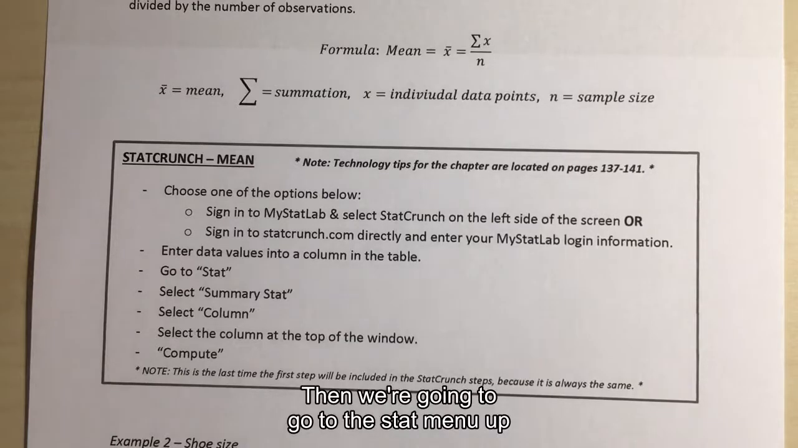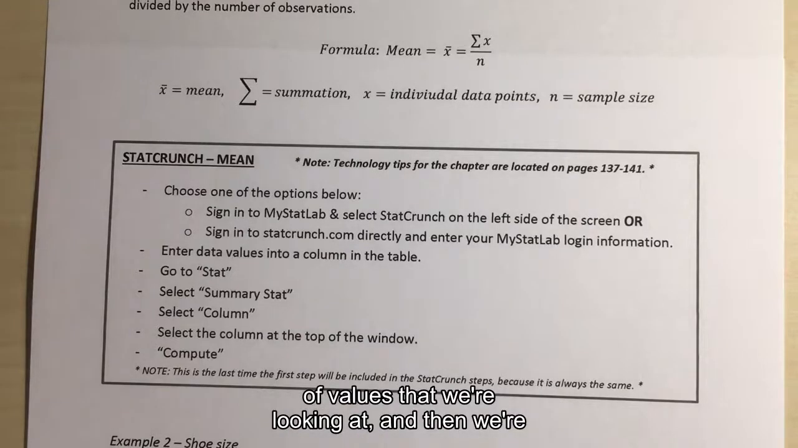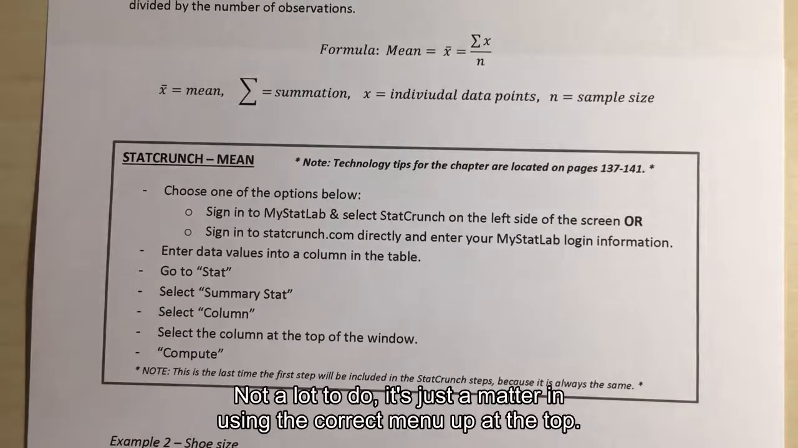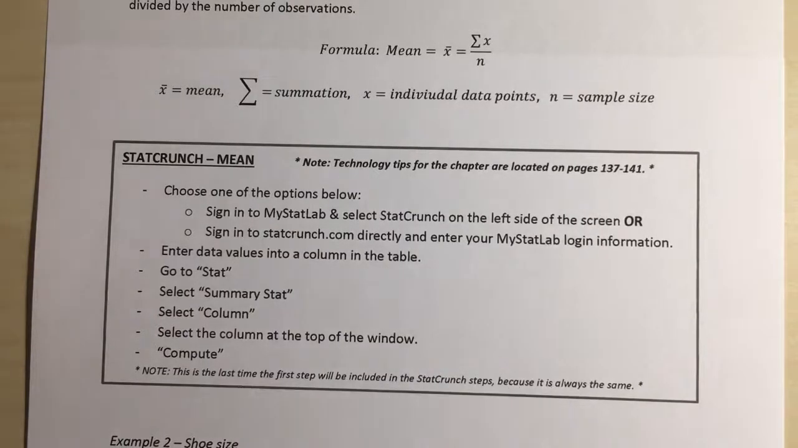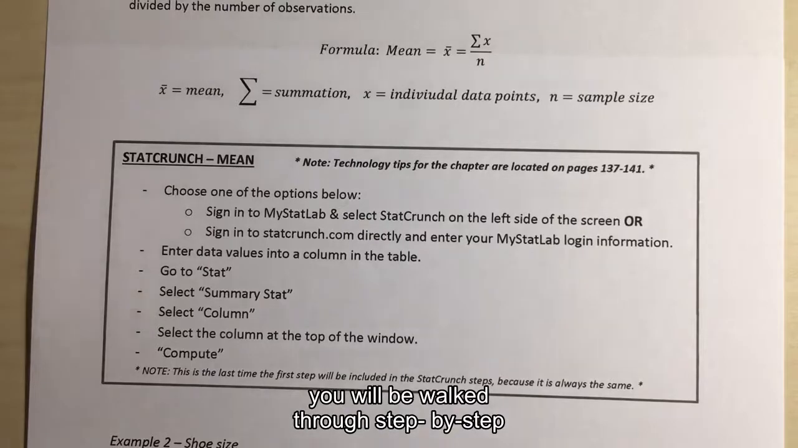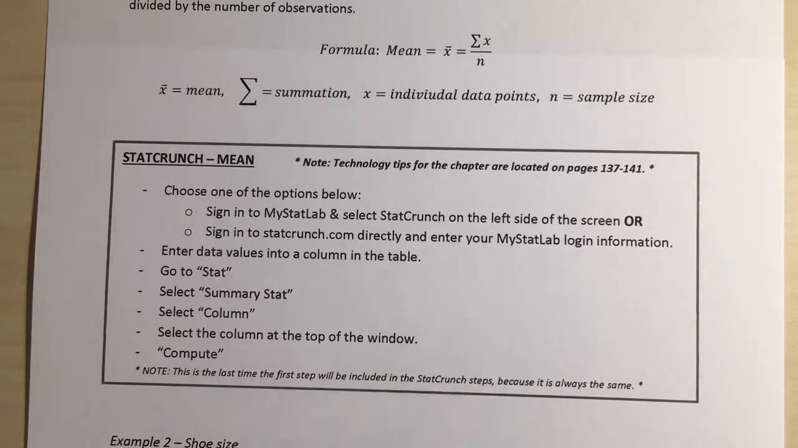Then we're going to go to the Stat menu up at the top, select Summary Stats, make sure we grab the column of values that we're looking at, and then we're going to simply select the Compute button. So not a lot to do, it's just a matter of using the correct menu up at the top. Again, I will also put some other resources in D2L for us, so that you will be walked through step by step visually how to calculate these means as well.